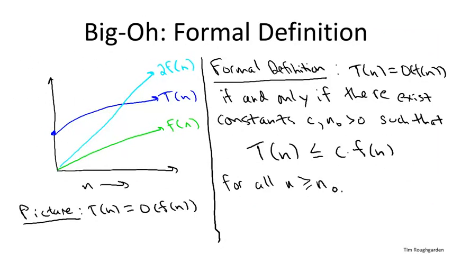So going back to the picture, what are c and n naught? Well, c of course is just going to be 2, and n naught is the crossing point. So if we look at where 2 f of n and T of n cross, and then we drop down to the axis, this would be the relevant value of n naught in this picture. So that's the formal definition. The way to prove that something's big O of f of n, you exhibit these two constants, c and n naught, and it better be the case that for all n at least n naught, c times f of n upper bounds T of n.